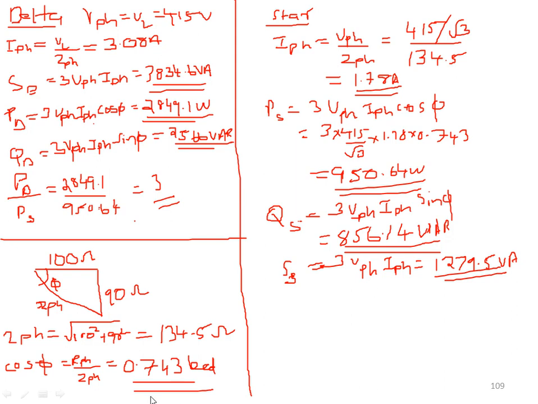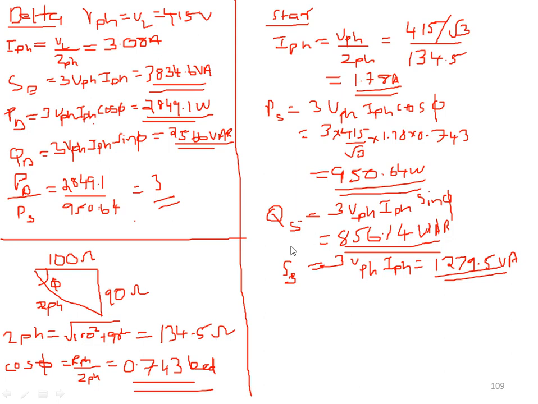Power factor you will get as 0.743 lead. Now, since it is a star connection, what is I phase? In the case of star connection, I phase is V phase by Z phase. Phase voltage is line voltage by root 3. That is 415 by root 3 by Z phase, which is 134.5. Therefore, phase current is 1.78 ampere.